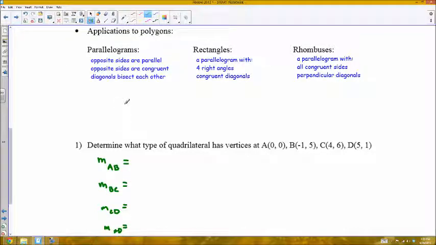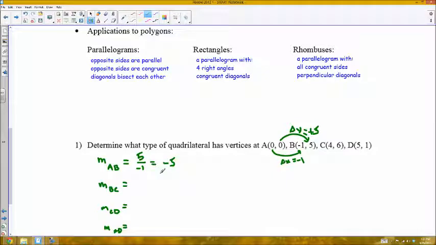Recall, parallel lines have equal slopes, perpendicular lines have negative reciprocal slopes. So I need the change in y and change in x. I'll write it down for the first one to remind you how I find it. The change in y here, and then the change in x here. Okay, so the change in y has increased by 5 units from 0 to 5, and it has decreased by 1 unit from 0 to negative 1. So that gives me a slope of 5 over negative 1, which is just negative 5. So that's my first slope.